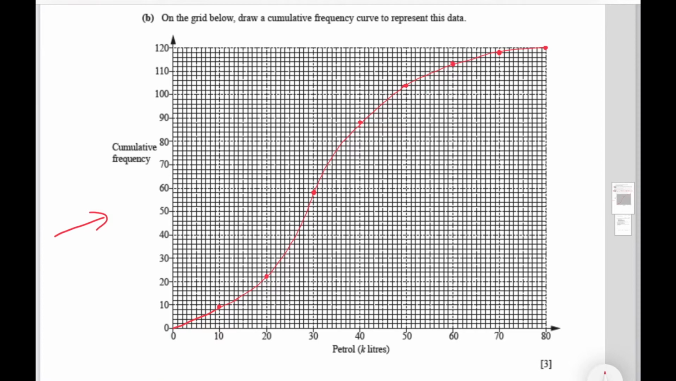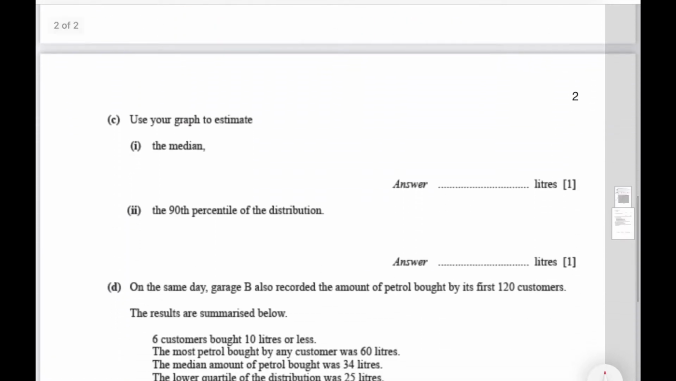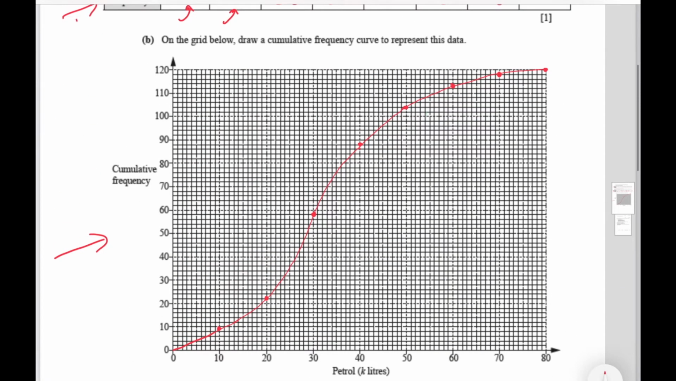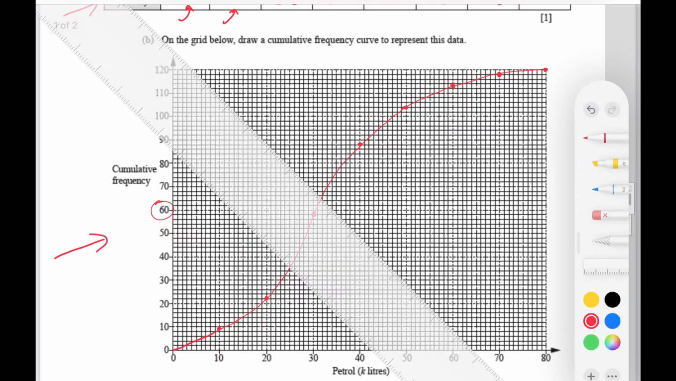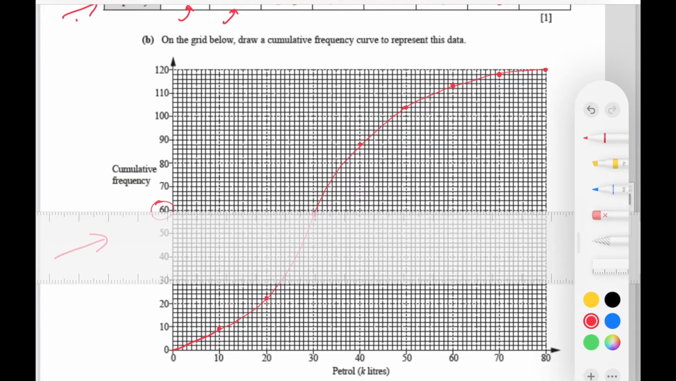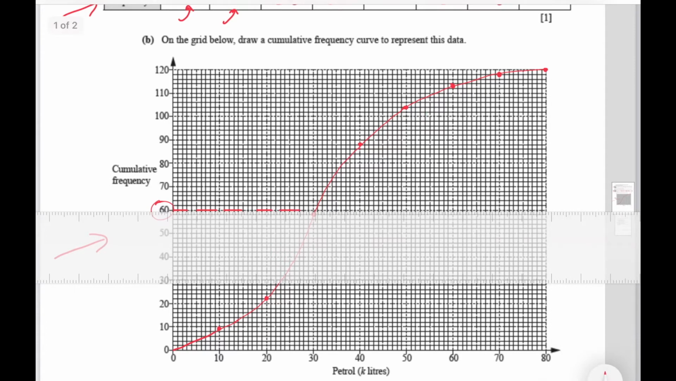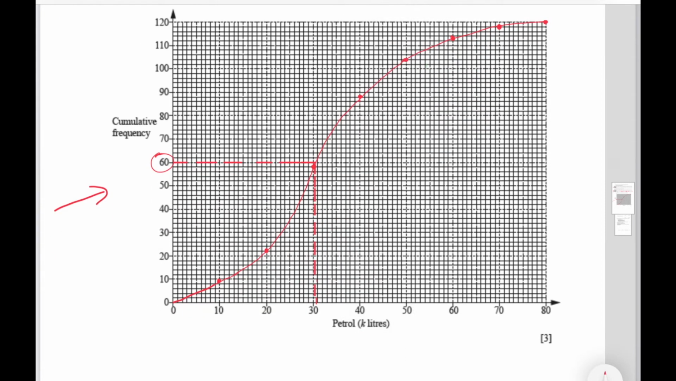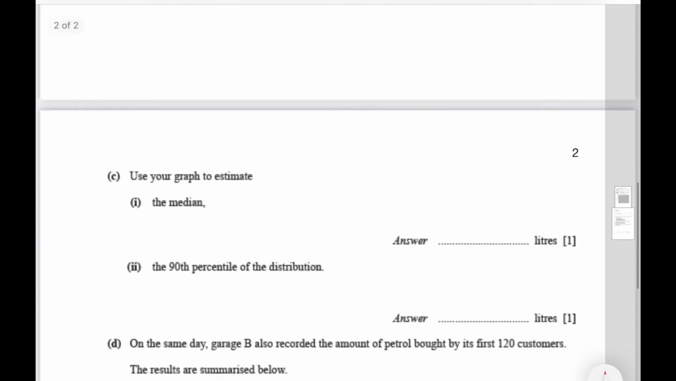Okay, now the next part says use your graph to estimate the median. The median is supposed to be half of 120. First we draw a horizontal line at 60. And then once we've drawn that horizontal line, you connect this with a vertical line over here. Let me be very precise. This would be perhaps, if my pencil was thinner, 30.5. So the median is 30.5.